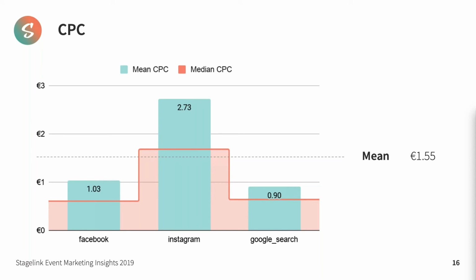So Instagram, definitely not a traffic channel. Google, while it actually had the highest CPM earlier, cost per impression, now has the lowest CPC because the click rate is actually very high.